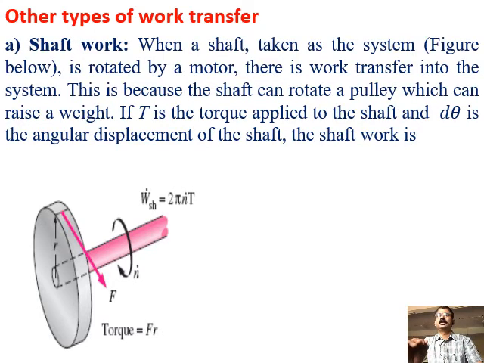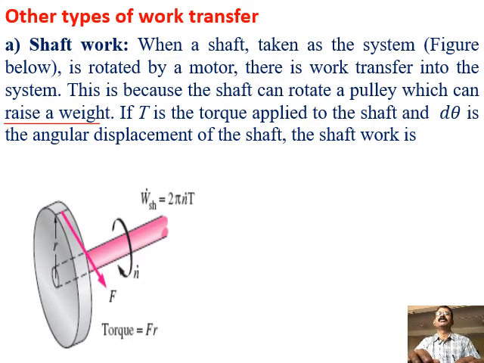As we discussed in lecture 1, the thermodynamic definition of work says, if the sole effect external to the system could be reduced to the raising of a weight, then we say that there is work transfer. So here this shaft can rotate a pulley which can raise a weight. Even though a motor is driving this shaft, to prove that there is work transfer, you can assume that a pulley is fixed to this shaft which can raise a weight. Thereby you can prove that there is some work transfer.